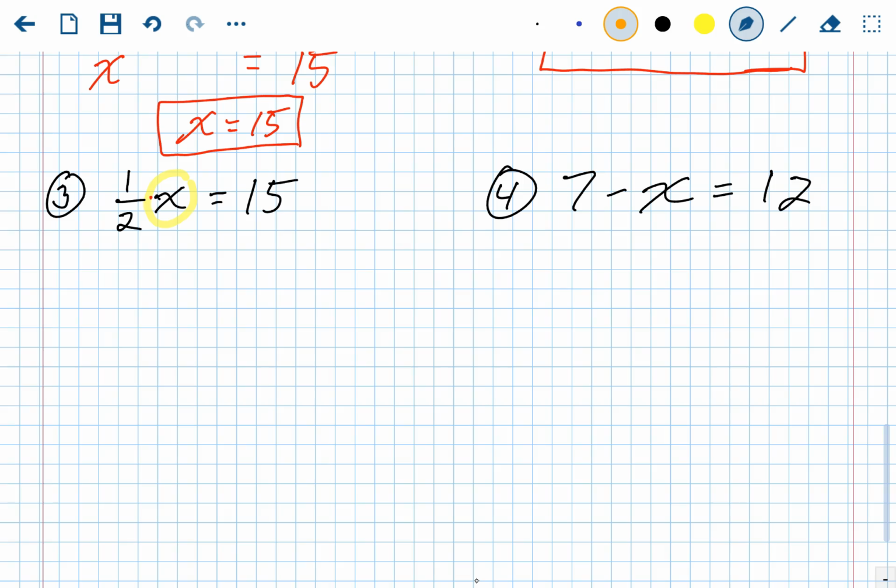So the reciprocal of 1/2, remember if you have the reciprocal of a fraction, you just make the top the bottom, and the bottom the top. You just flip the fraction over. The reciprocal of 1/2 is 2. Okay. 2 times 1/2 is 1. So that crosses out, leaving behind the x. Now again, you throw it on the left side, you have to throw it on the right side. 15 times 2 is 30. X equals 30.